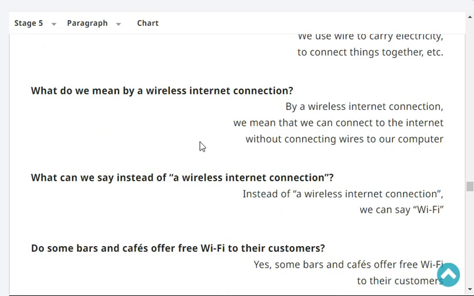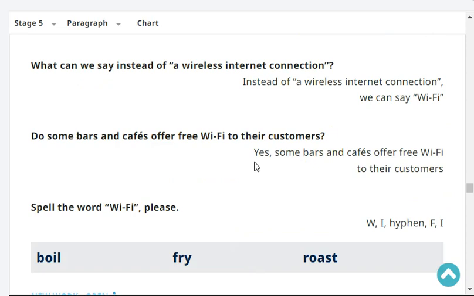What can we say instead of a wireless internet connection? Instead of a wireless internet connection, we can say Wi-Fi.